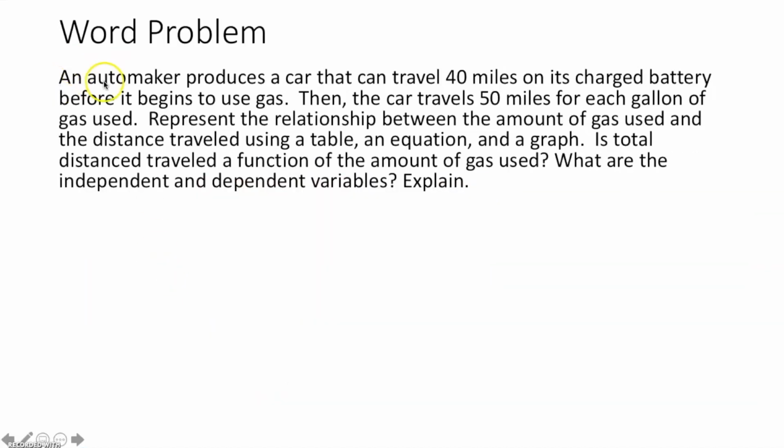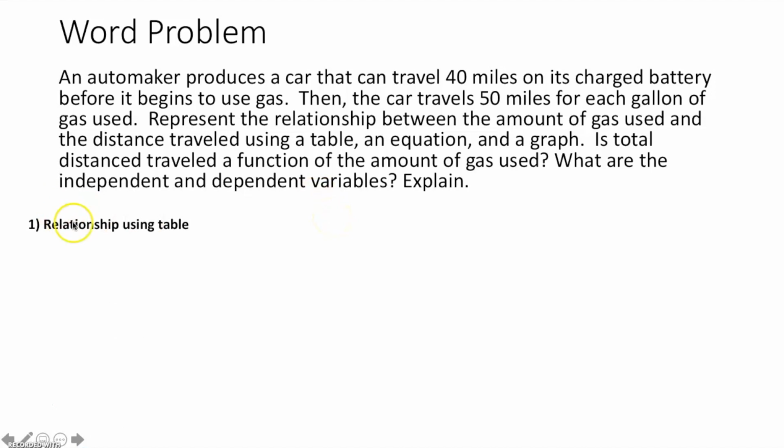Now, a word problem. It says an automaker produces a car that can travel 40 miles on its charged battery before it begins to use gas. Then the car travels 50 miles for each gallon of gas used. Represent the relationship between the amount of gas used and the distance traveled using a table, an equation, and a graph. Is total distance traveled a function of the amount of gas used? What are the independent and dependent variables?